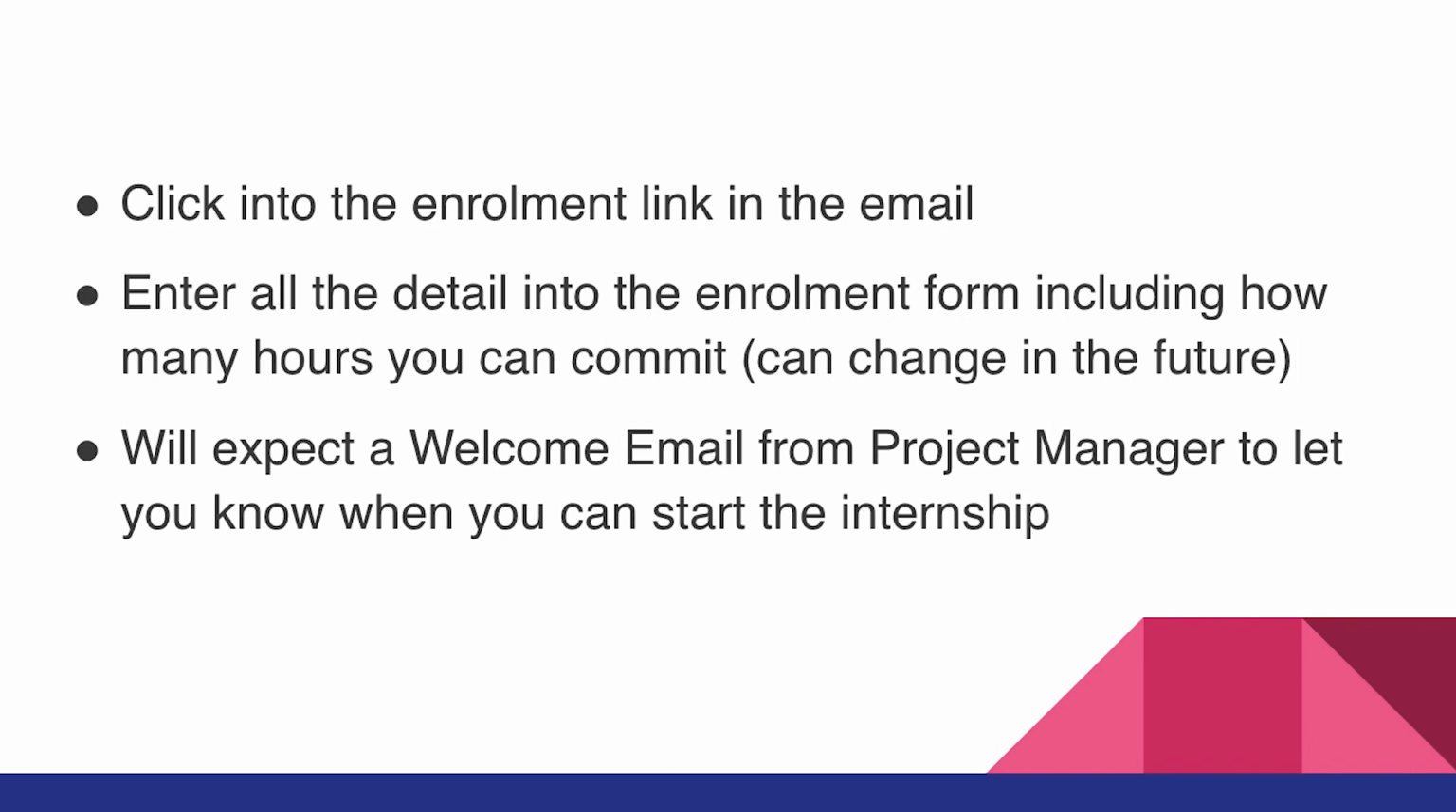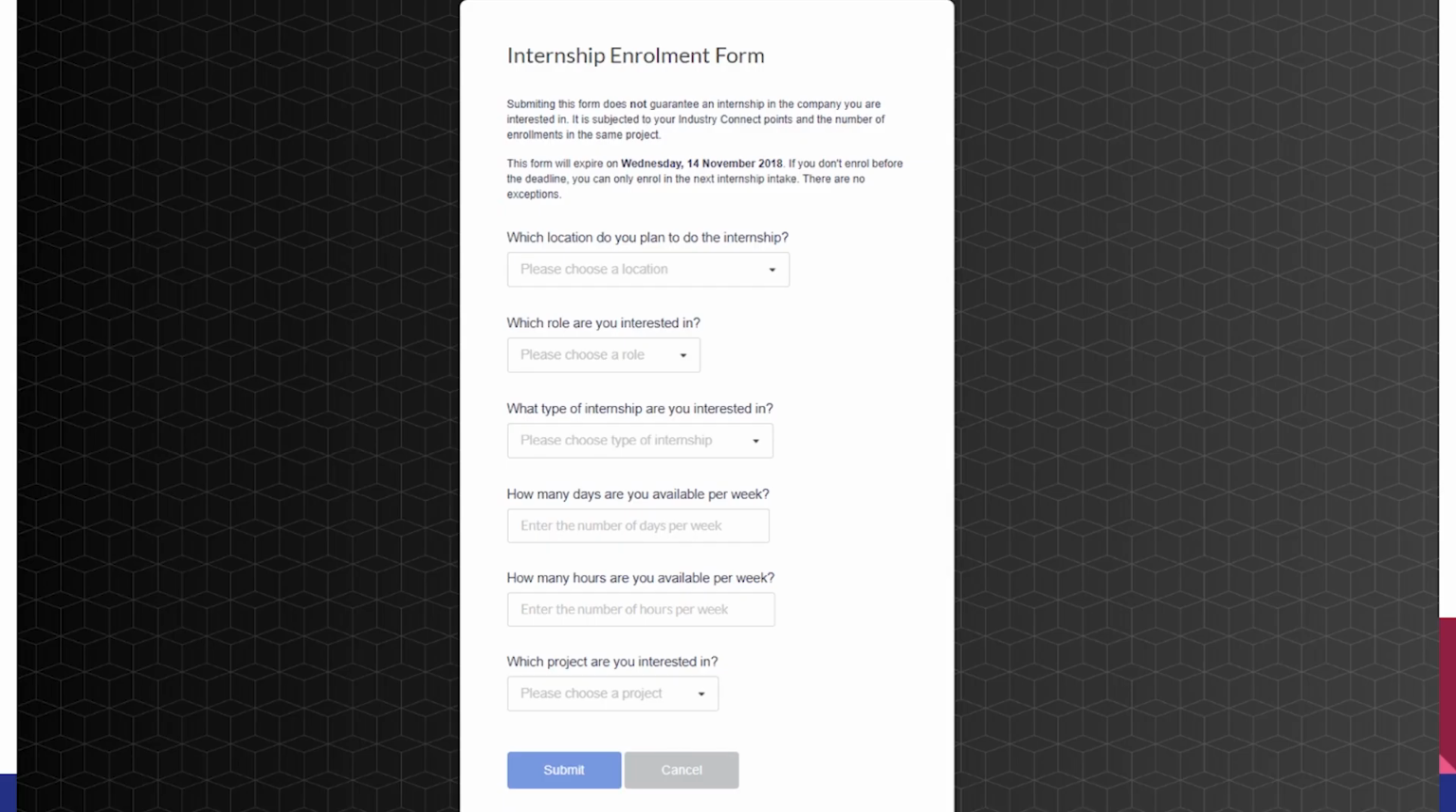So here is an example of the enrollment form. Inside the internship enrollment form, you can select which location you plan to do the internship. If you plan to do it remotely, select remotely. And which role are you interested in? It depends on the programs. If you're choosing the software developer job ready program, you can select software developer. Or if you select business intelligence or data analyst, you can choose business intelligence or data analyst.